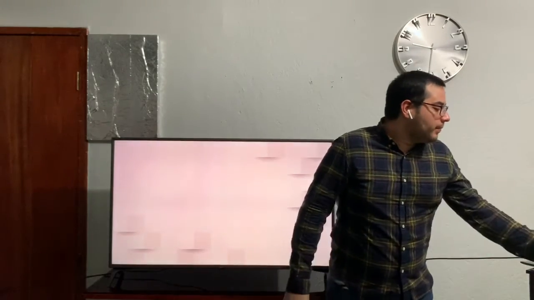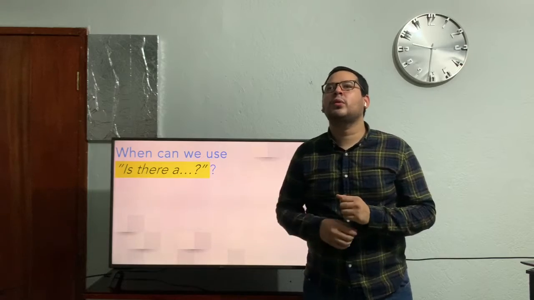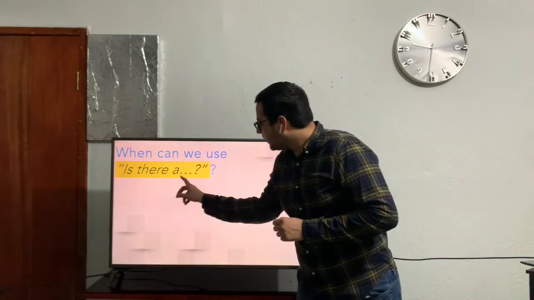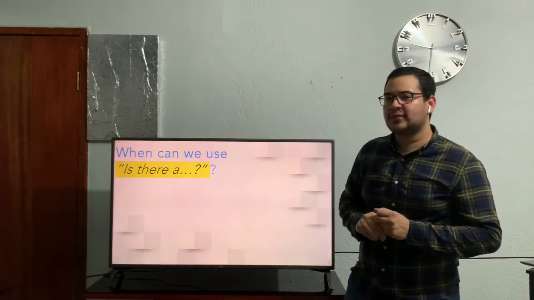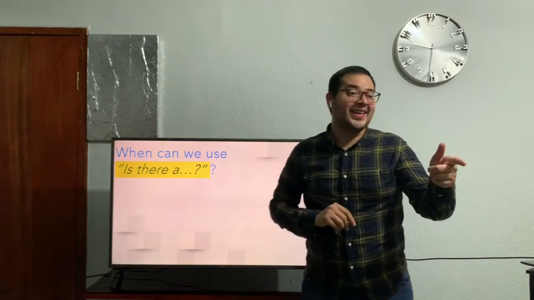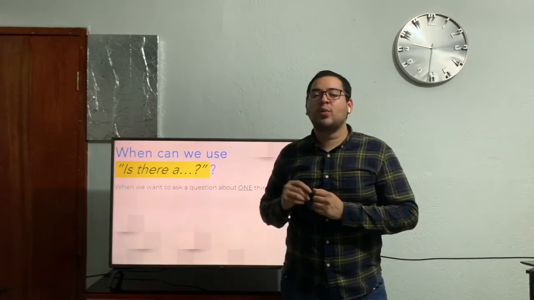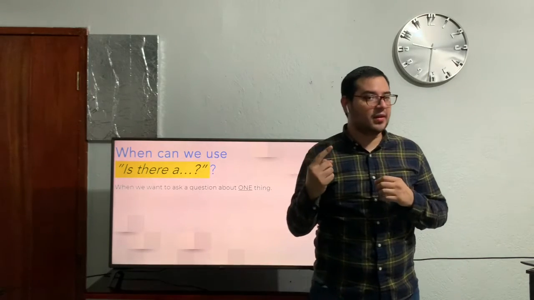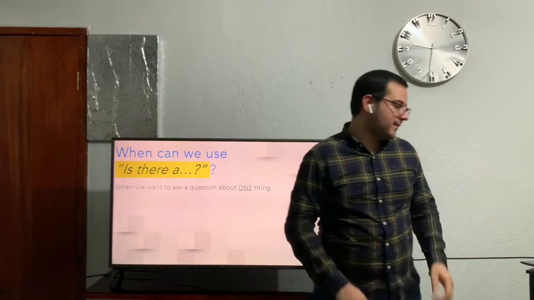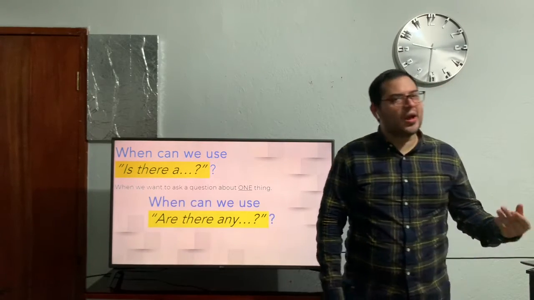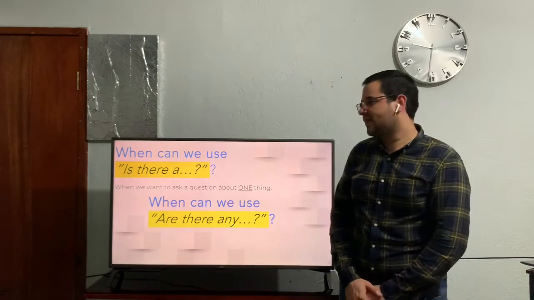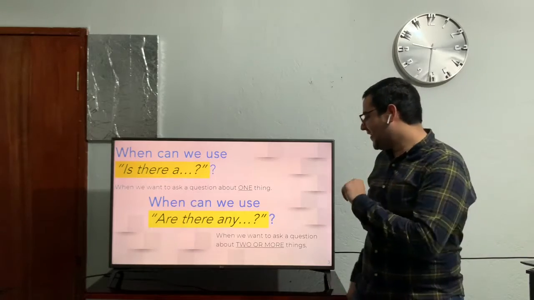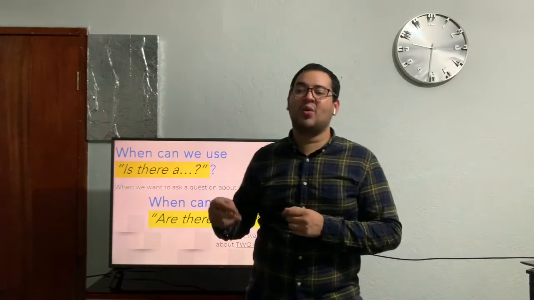So, this question, when can we use the question, is there a? This might give you the answer. Yes, nice. When we want to ask about one thing. So, if we want to ask about one thing, we use, is there a? Okay, nice. And what about, are there any? Do you know? Yes, when we want to ask about two or more things.